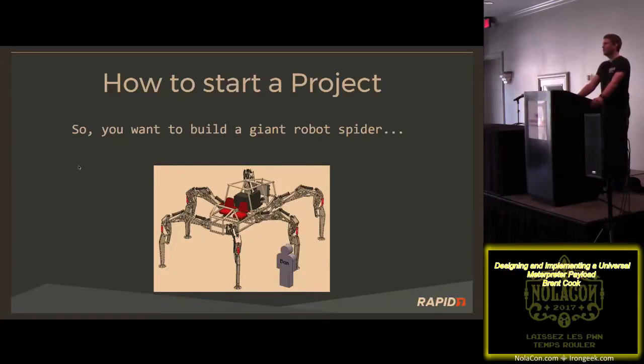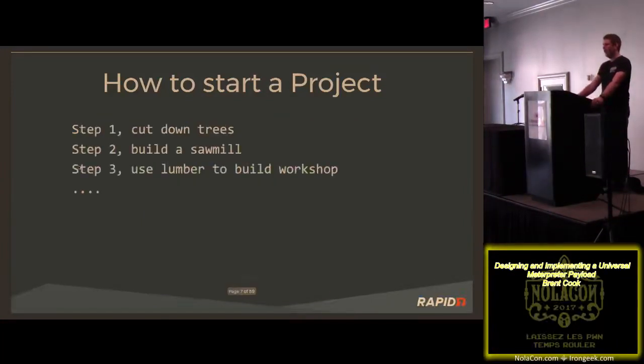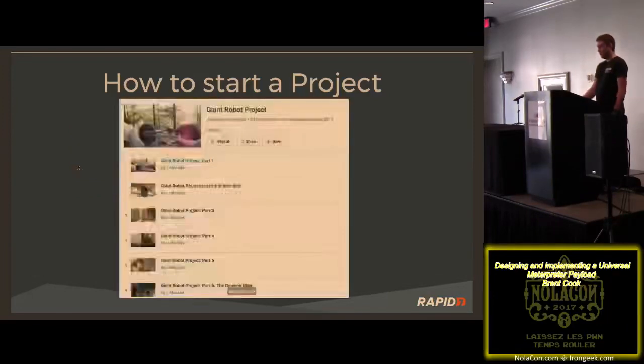Obviously, what do you think you should do when you want to build a big project like this? What's the first step? Obviously, you need to cut down trees, build a sawmill, and use the lumber from the sawmill to build a workshop. Because you can't build a robot spider if you don't have a workshop. So the guy goes through 100 different videos, and the first thing he does is build all the infrastructure he needs to produce the raw materials he then uses to build the robot spider. He eventually builds the robot spider, but along the way he raises a whole family. A whole bunch of other things happen to him, and it's an adventure in itself.